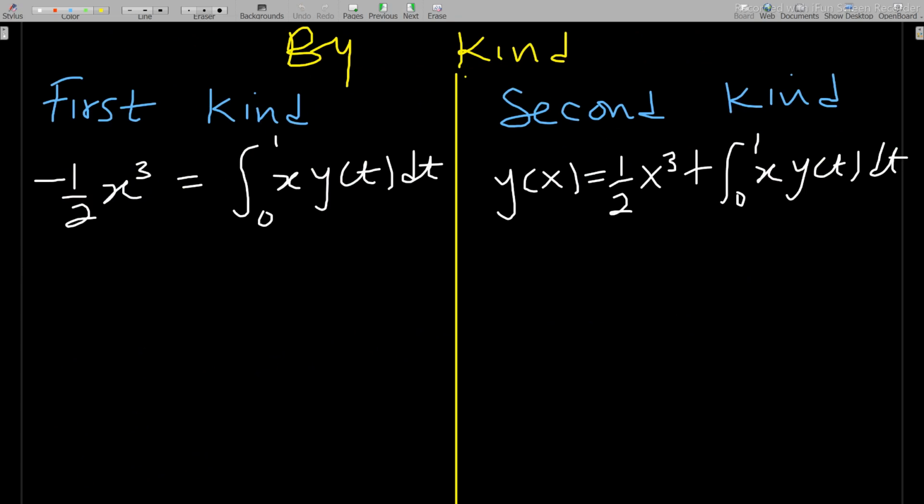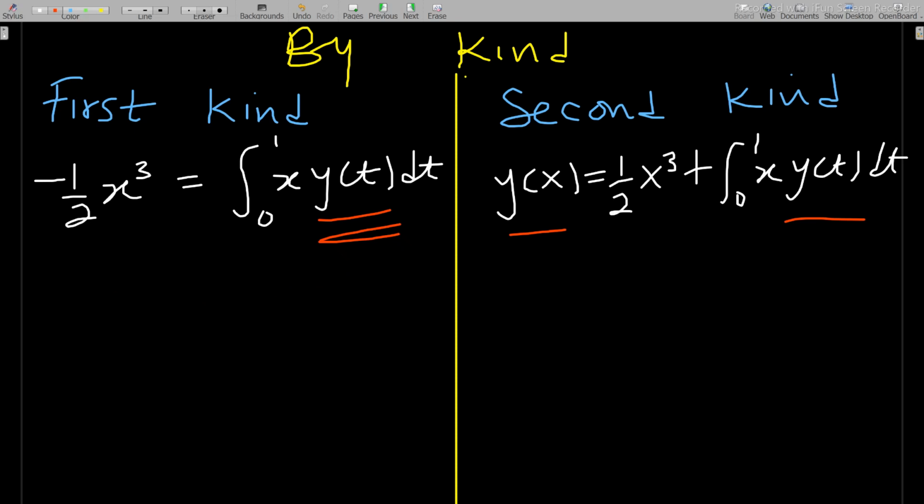Okay, so here too, the classification actually depends on the structure. With the Fredholm and Volterra types, it depends on the limits of integration. Now with the kind, it depends on the unknown function. The unknown functions are the y of something. So for the first kind of integral equation, the unknown function only appears under the integral sign. You can see here that there is no y of anything throughout the whole of this equation except under the integral sign. This is what you call the integral equation of the first kind.